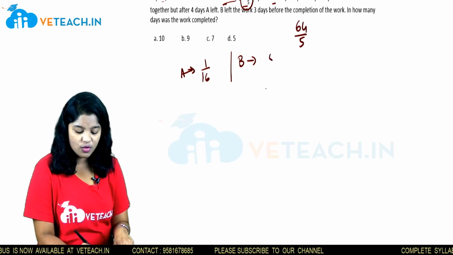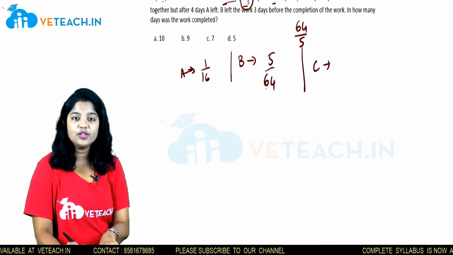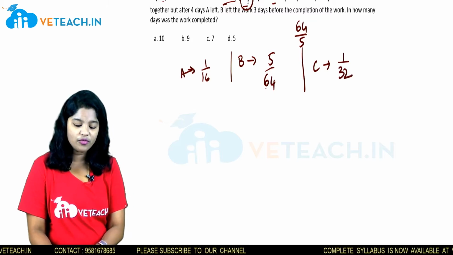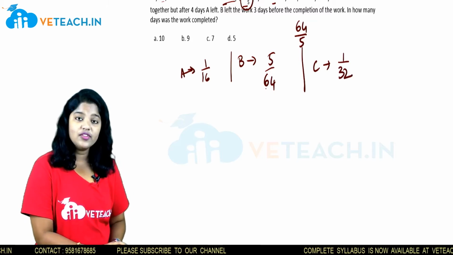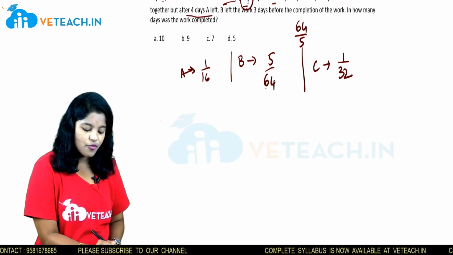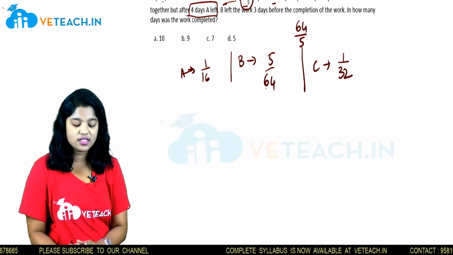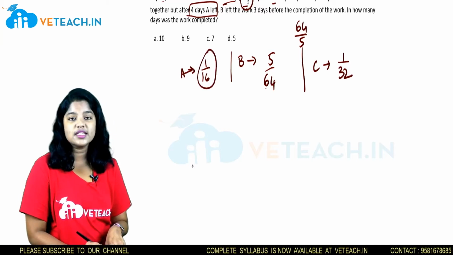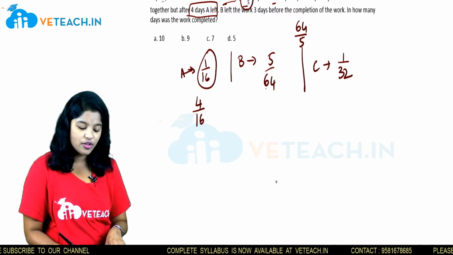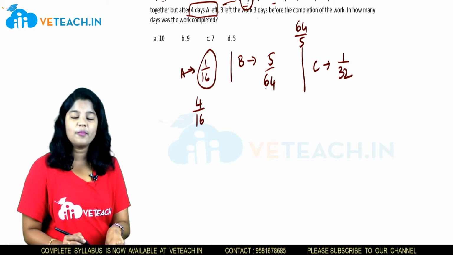So per day he can do 5 by 64th part of the work. And C can complete in 32 days. So per day he can complete 1 by 32 of the work. They have given the condition that they started to work together, but after 4 days A has left. That means A has done the work only for 4 days. So per day he can do 1 by 16th of the work, so for 4 days he can do 4 by 16th part of the work.